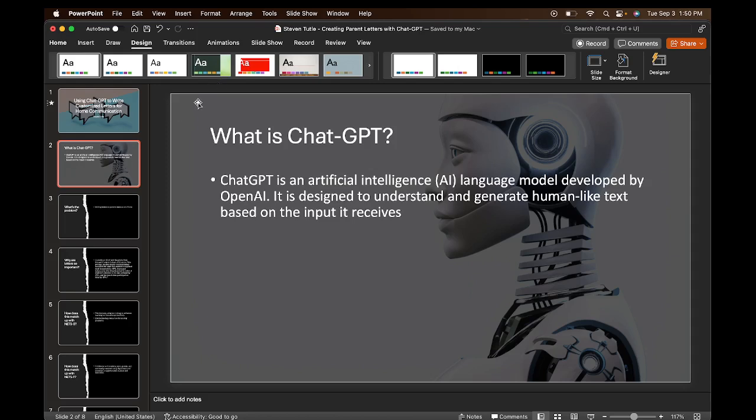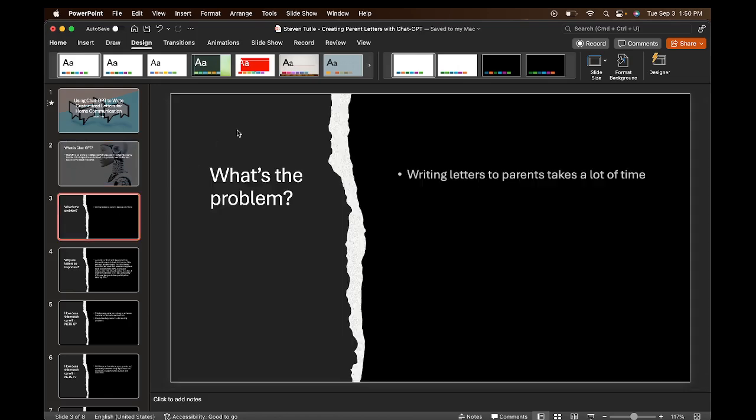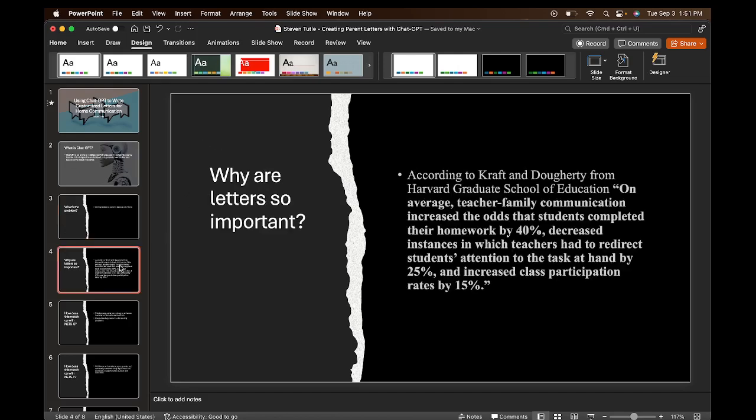But what is ChatGPT? Well, it's an artificial intelligence language model developed by OpenAI. It is designed to understand and generate human-like text based on the input it receives. But what's the actual problem? Well, writing letters to parents takes a lot of time, so any way we could reduce that amount of time would be very beneficial. But why do we care about letters to parents in the first place?